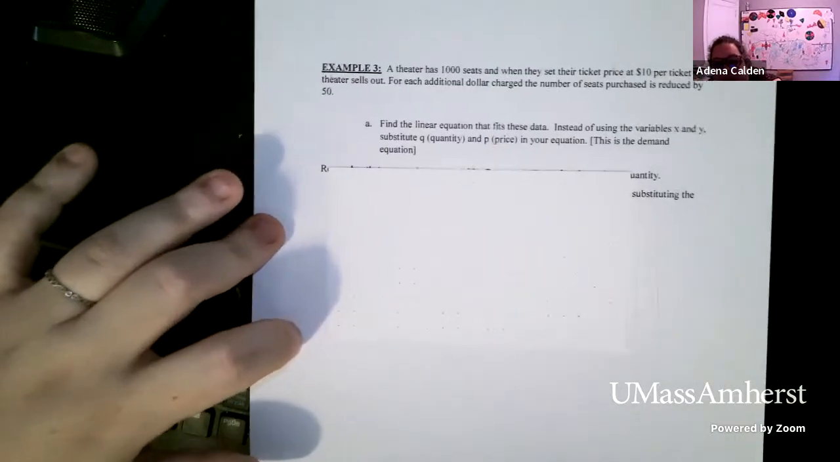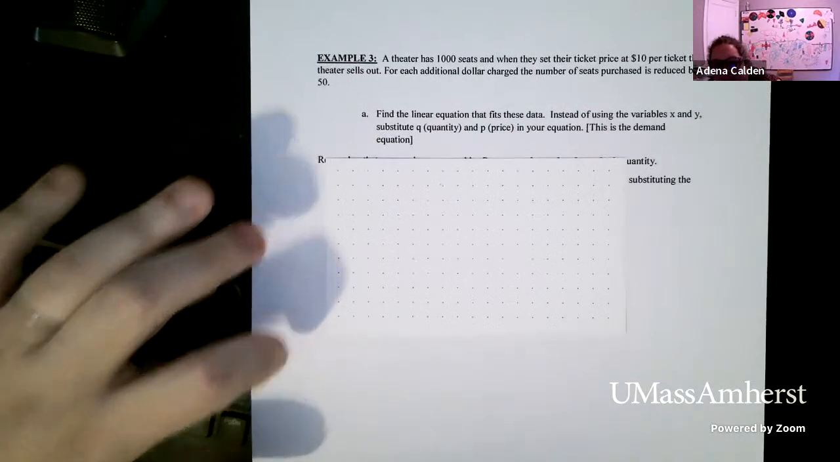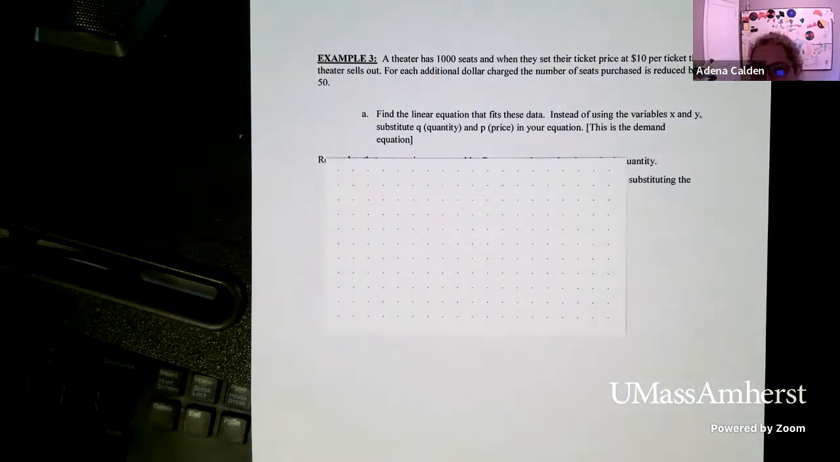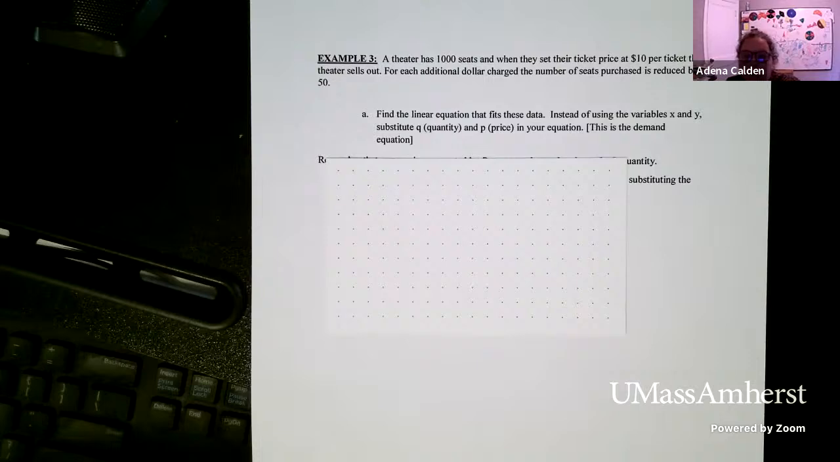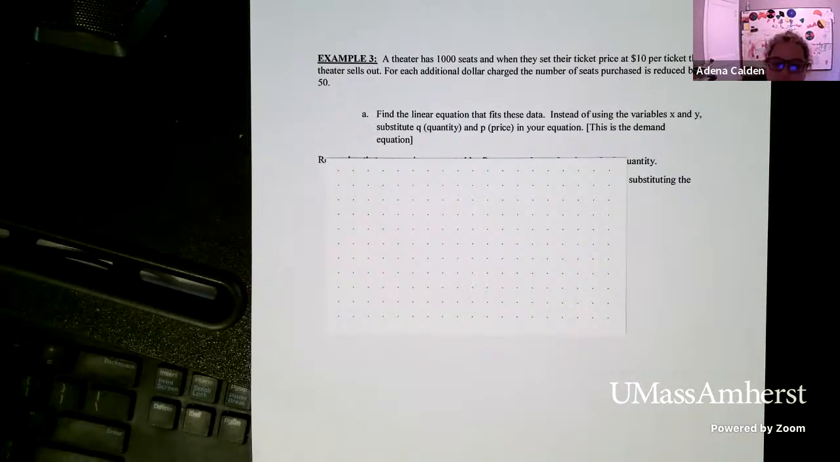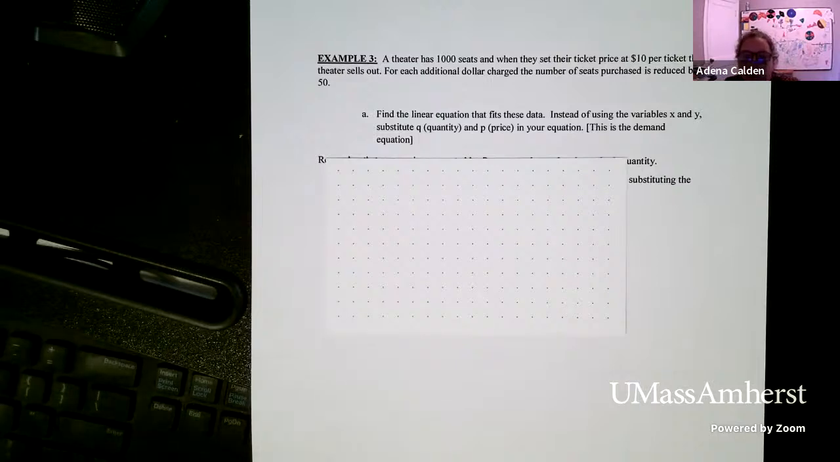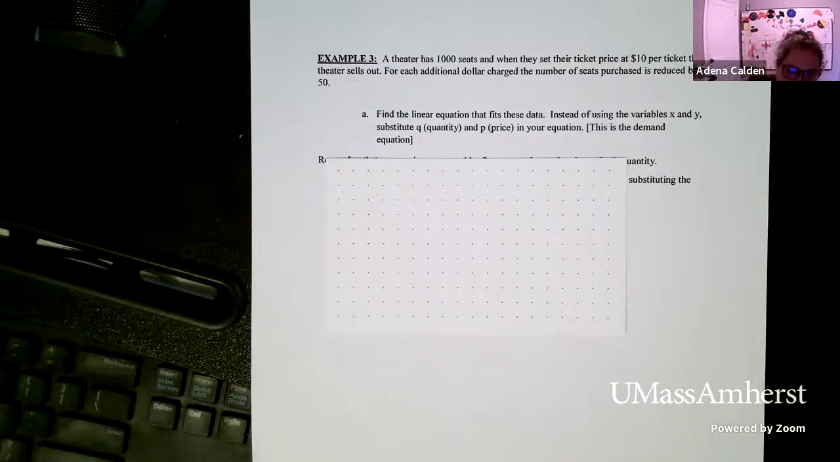So here, a theater has 1,000 seats, and when they set their ticket price at $10 per ticket, the theater sells out. So what that means is if you charge $10 for a ticket, all 1,000 seats are sold. For each additional dollar charged, the number of seats purchased is reduced by 50. So if you charge $11, you only sell 950 seats.